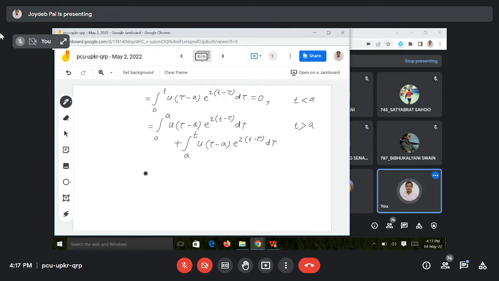Now in the range 0 to a, what is the integral value? Again it is 0. The 0 to a part is 0, because in that case tau is less than a. In the 0 to a range, tau is less than a, so the first integration will be 0. Only the second integration we have to evaluate. So in that second range, a to t, what will u(tau minus a) be? 1.